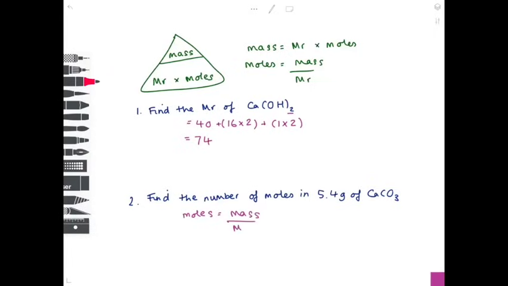So using my formula triangle, I see it's mass divided by MR. We've been given the mass in the question, which is 5.4. Now we need to work out the MR of calcium carbonate. So using the periodic table, calcium has a mass of 40, carbon is 12, oxygen is 16, and we need to multiply that by 3 due to this 3 here. So that's 5.4 divided by 100 is 0.054.